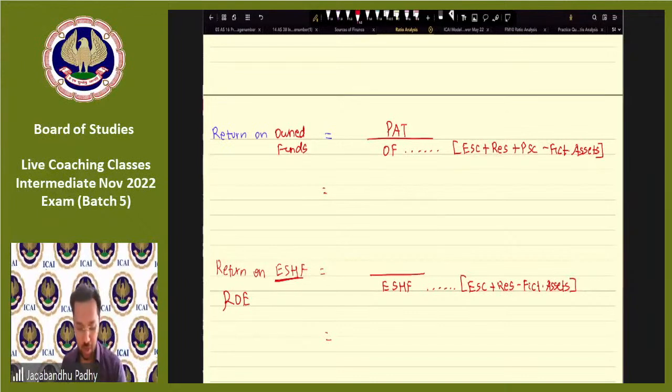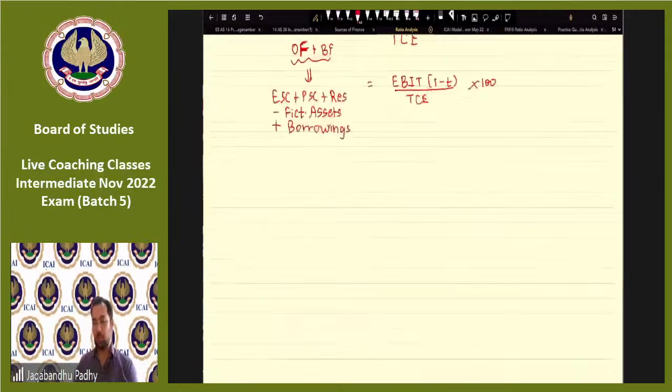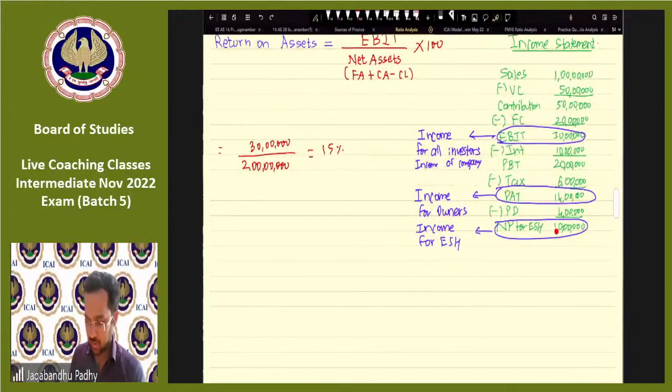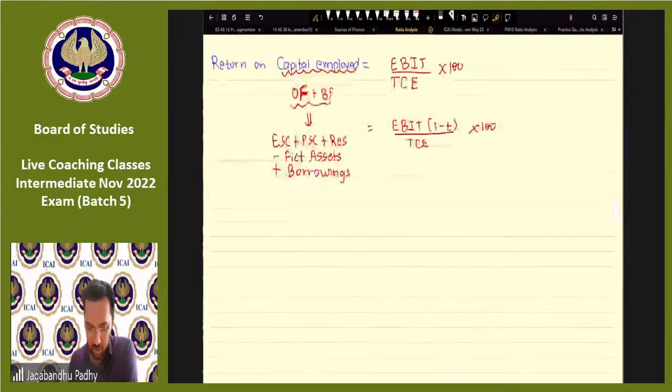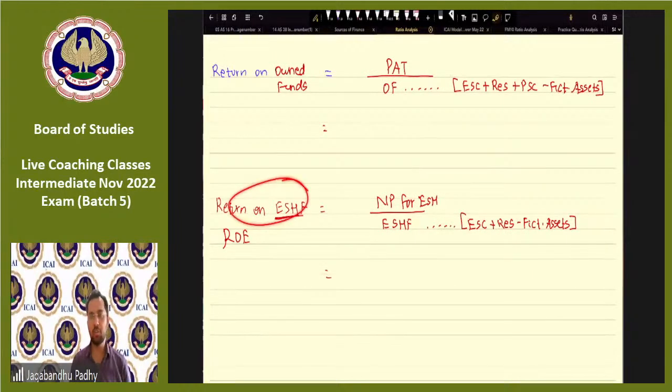Now, can you tell me what should be in the numerator for return on equity? How much return are we generating for our equity shareholders? Obviously, it should be the net profit for equity shareholders, because as we have stated, this is the profit that we have for the equity shareholders. The net profit for equity shareholders will be used in case of return on equity shareholders fund.